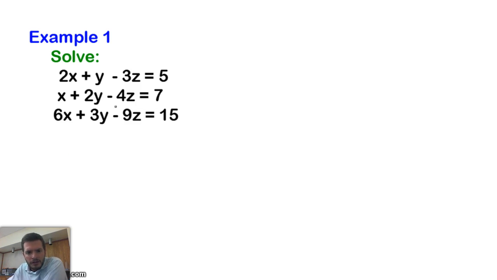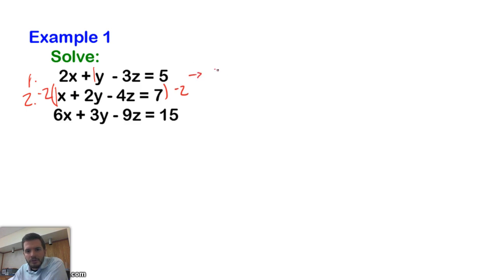So again, you see I have a couple different options when I am looking for a coefficient of 1. I've got a 1 here for x, I've got a 1 here for y, so it won't really matter. I think I'm going to eliminate x. Why not? So I'm going to use the first and second equations to start. So I'm going to multiply this one by negative 2.